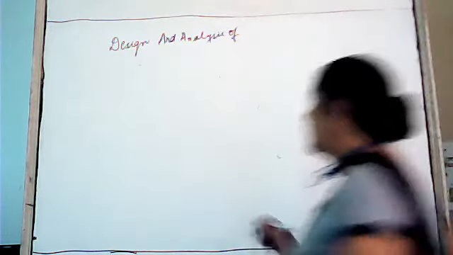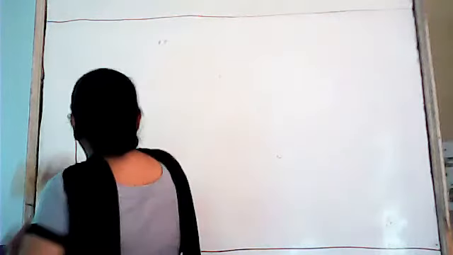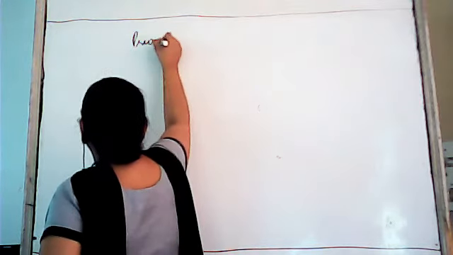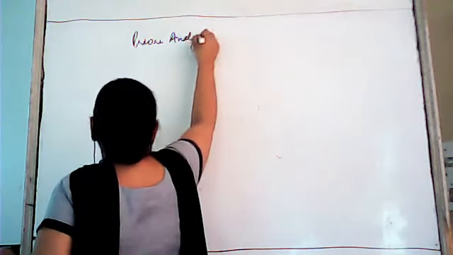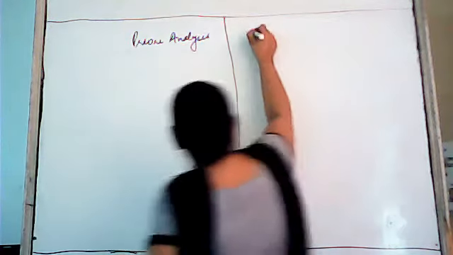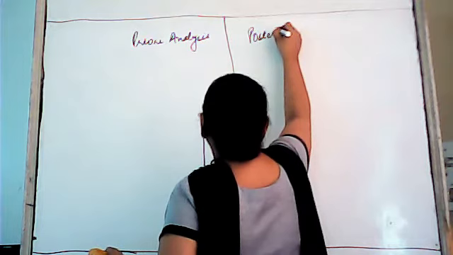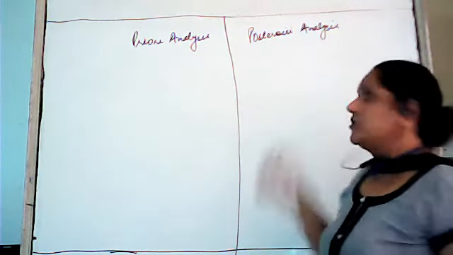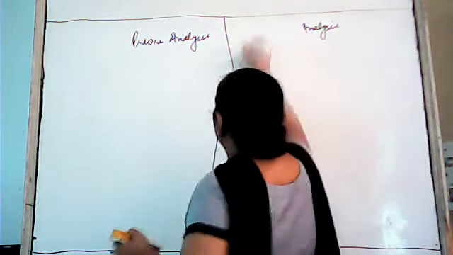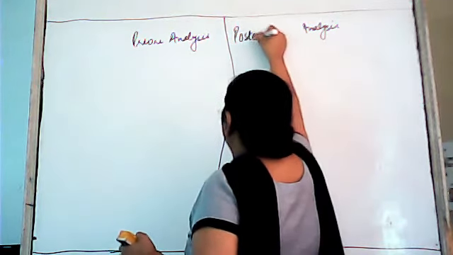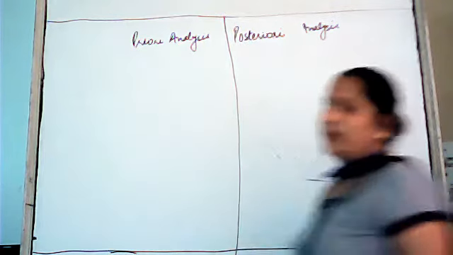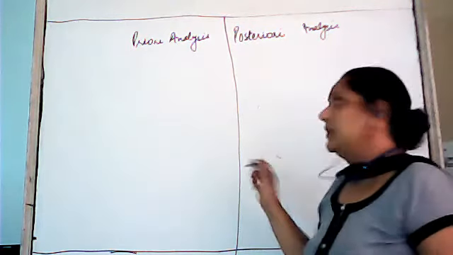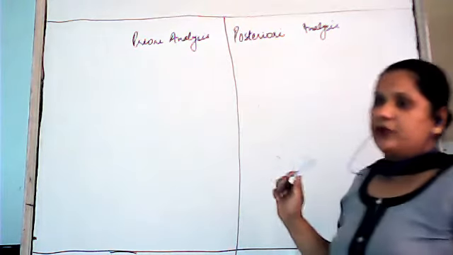Okay. Next, there are again two types of analysis. One is priori analysis. Another is posteriori analysis. Priori analysis and posteriori analysis. Those two types of analysis are there. One is priori analysis and second is posteriori analysis.